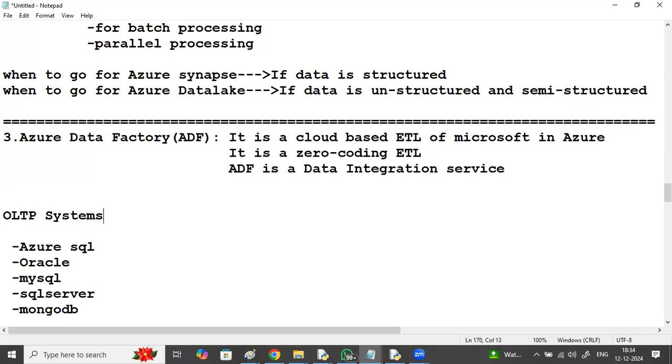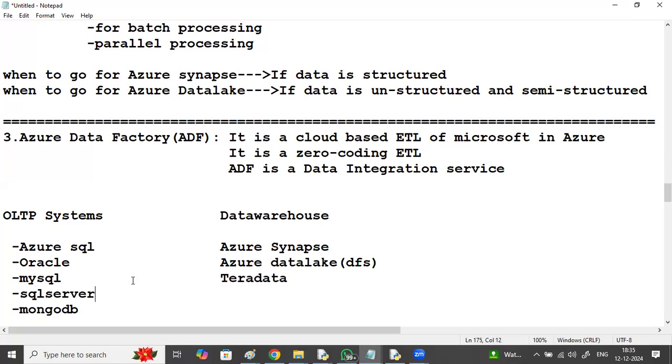Which one will come in the data warehouse side? Redshift, BigQuery, Snowflake. I can say Azure Synapse will come here. Distributed file system, we can take like Azure Data Lake. It's a kind of DFS. And on premises, like Teradata, Netezza, Vertica, specialized databases used for data warehouse purpose.